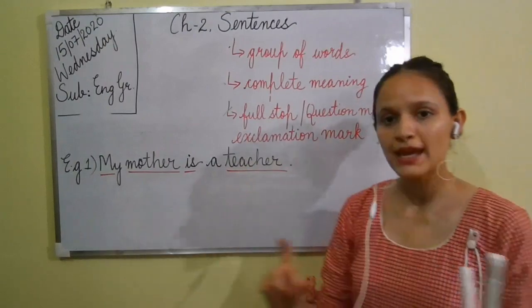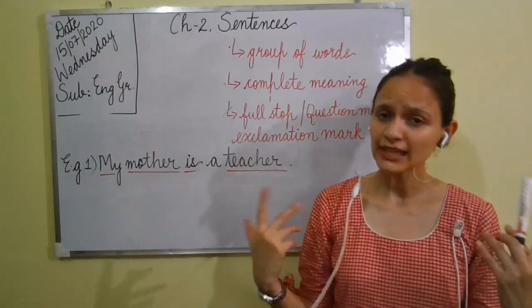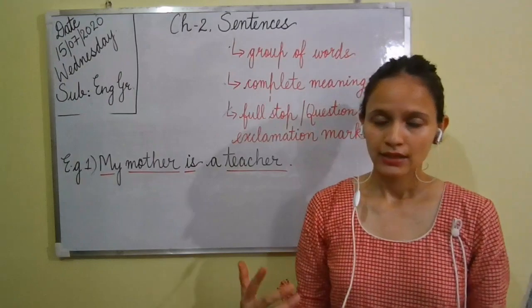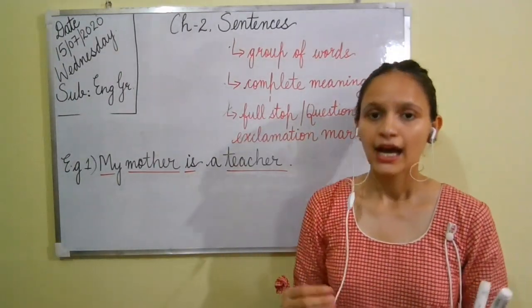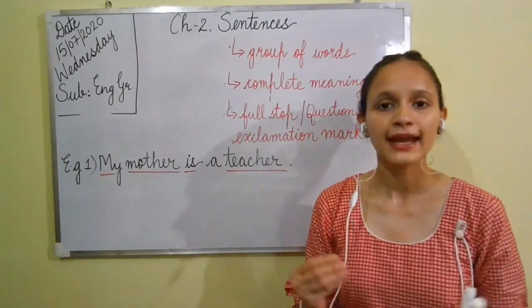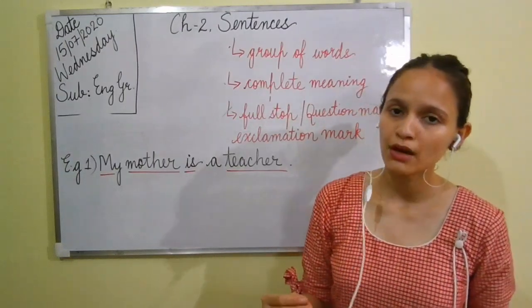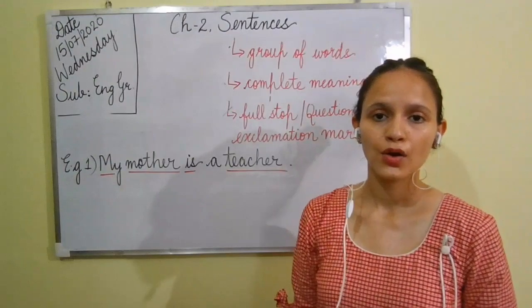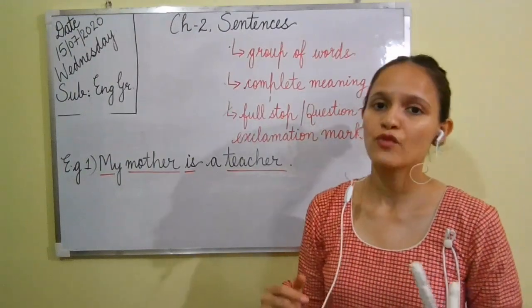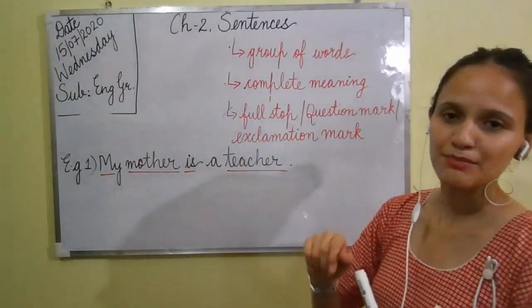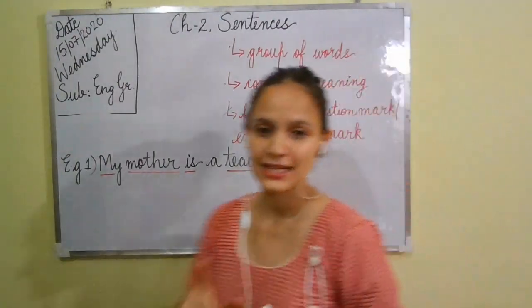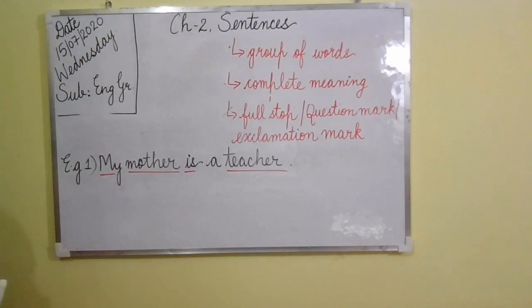Okay, तो कोई भी ऐसा group of words, any group of words which gives us a complete sense, a complete meaning, and ends with a question mark or exclamation mark or with a full stop, so those group of words are called sentences. Okay, so the first one is my mother is a teacher. Let's take another example.